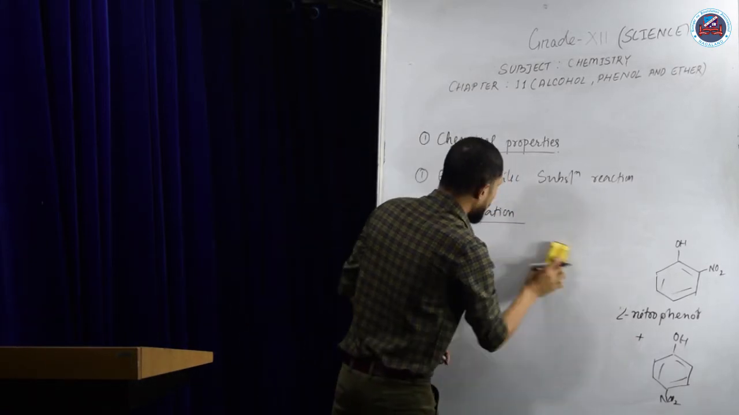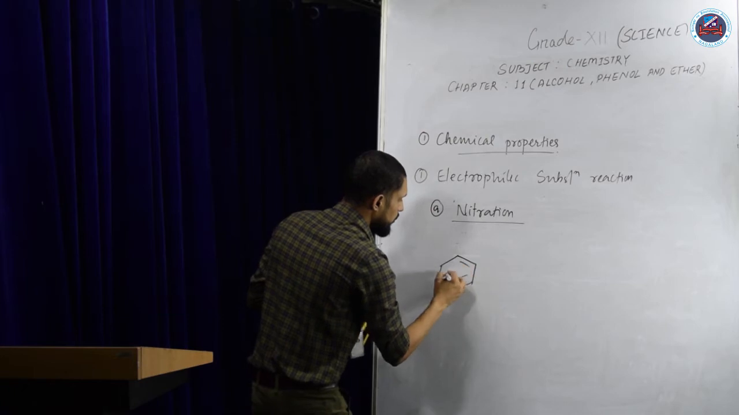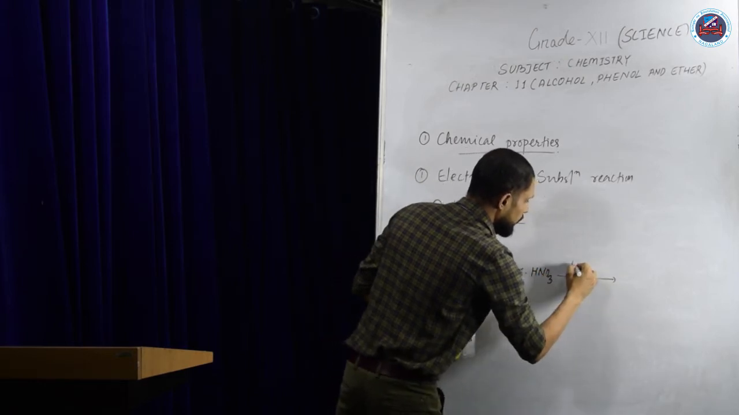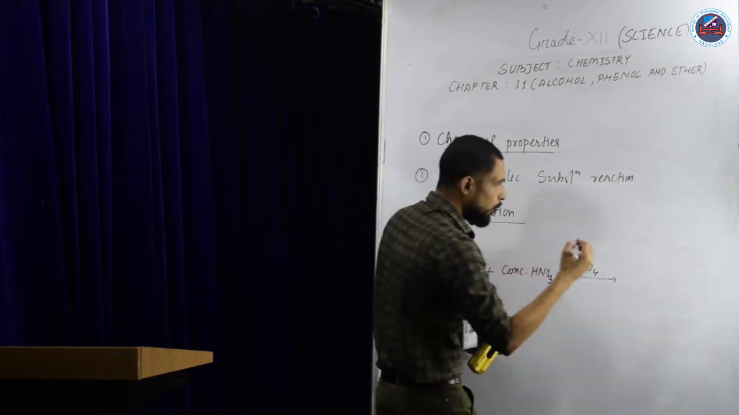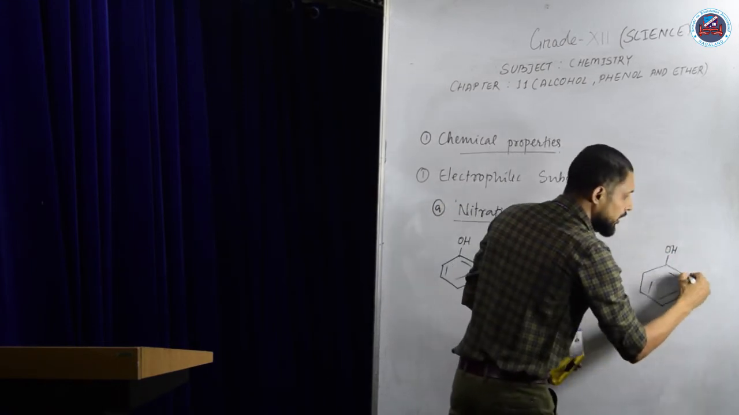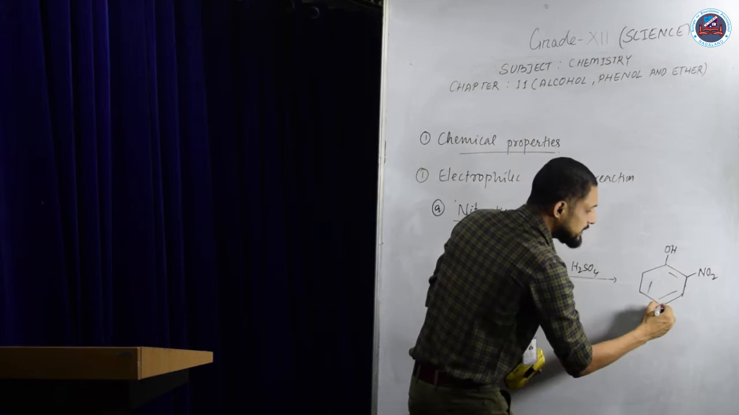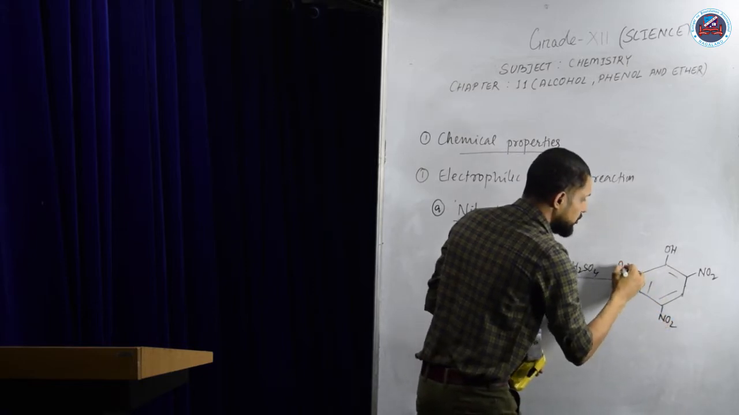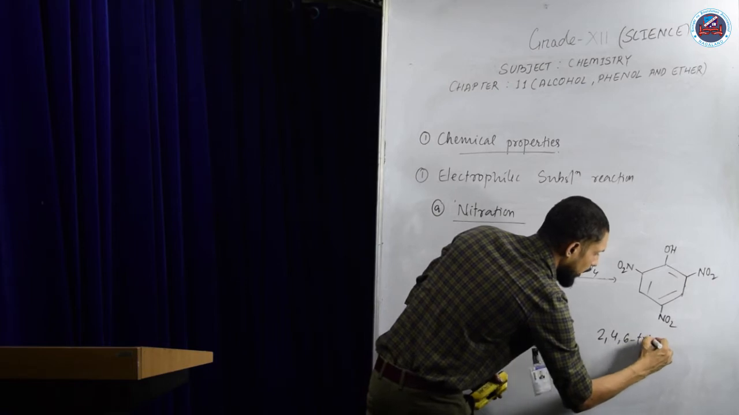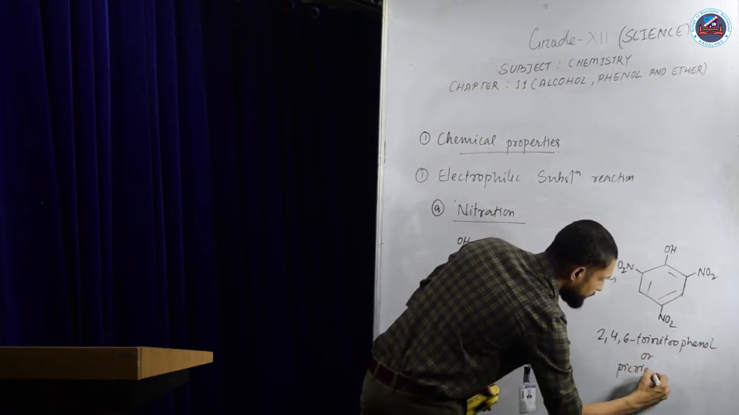Next, if we use concentrated nitric acid for nitration, so when phenol reacts with concentrated nitric acid in presence of sulfuric acid, that is H2SO4, you will get only one product. And in the same product, all the positions which are negatively charged, that is position 2, 4 and 6, are substituted by nitro group. So we get 2,4,6-trinitrophenol, which is also known as picric acid.